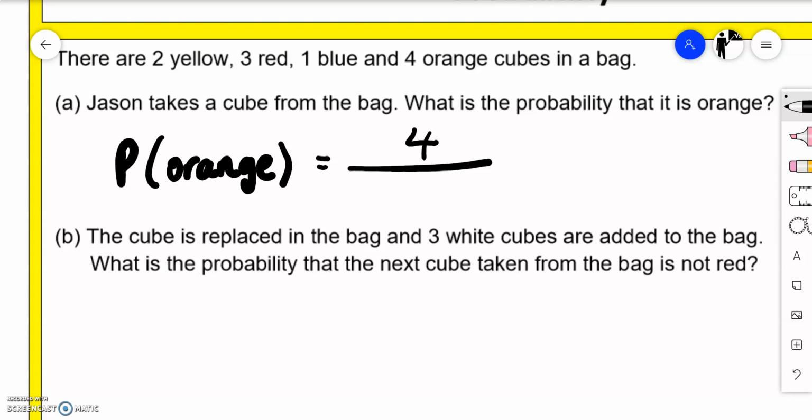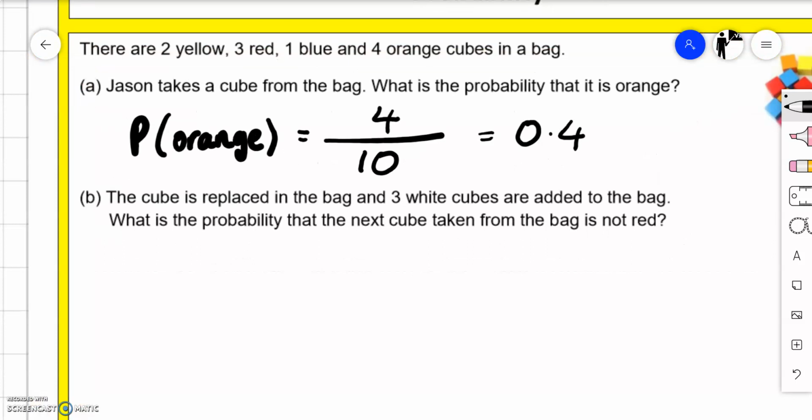So there's 2 plus 3, which is 5, plus 1, which is 6, plus 4, which is 10. So altogether, there are 10 cubes in the bag. 4 of them are orange. 4 divided by 10 is 0.4. That's the probability of picking an orange cube.